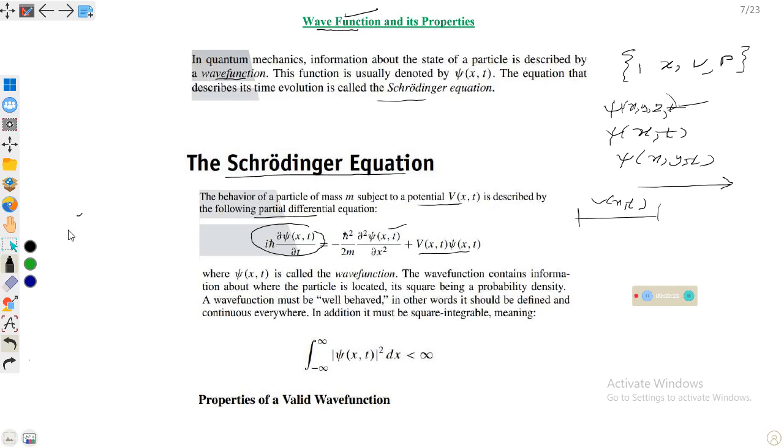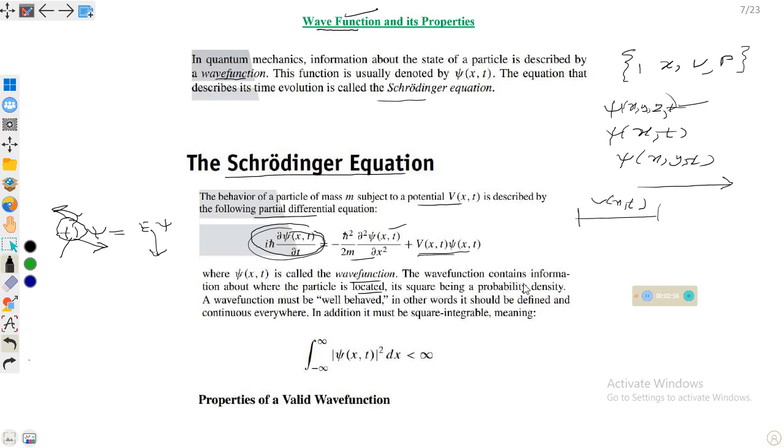This is actually H psi equals E psi, meaning H is the Hamiltonian, which contains the kinetic energy term plus the potential energy term, and this is the total energy. So H psi is equal to E psi. E is the eigenvalue and H is the energy operator, the total Hamiltonian operator, where psi of x, t is called the wave function. The function contains information about where the particle is located.